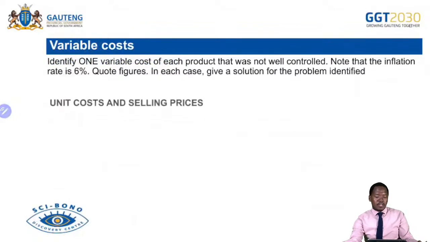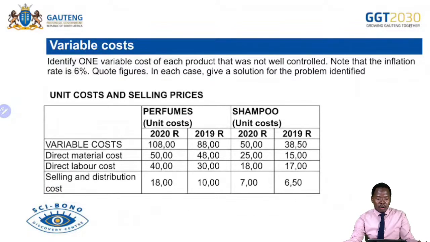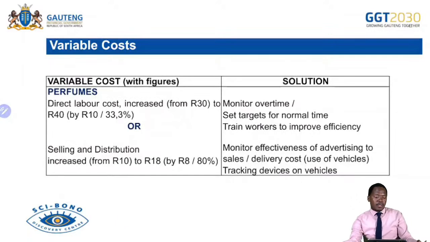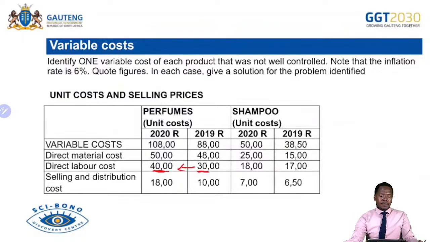Right, now, the response for this one. One variable cost that was not well controlled. Now, we are looking at the direct labor. Why are we saying direct labor? Check the direct labor. It has increased from 30 to 40, meaning it's not well controlled. If it had decreased, then we would say well controlled. What do I mean by that? It means we are spending more than we spent the previous year. That's what I mean by well controlled and not well controlled.